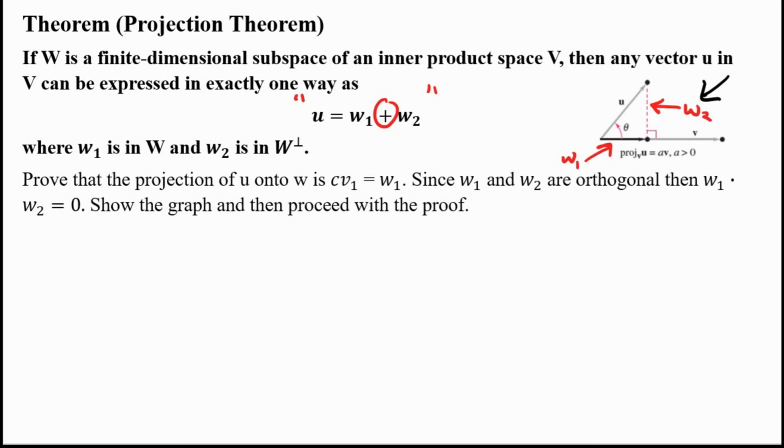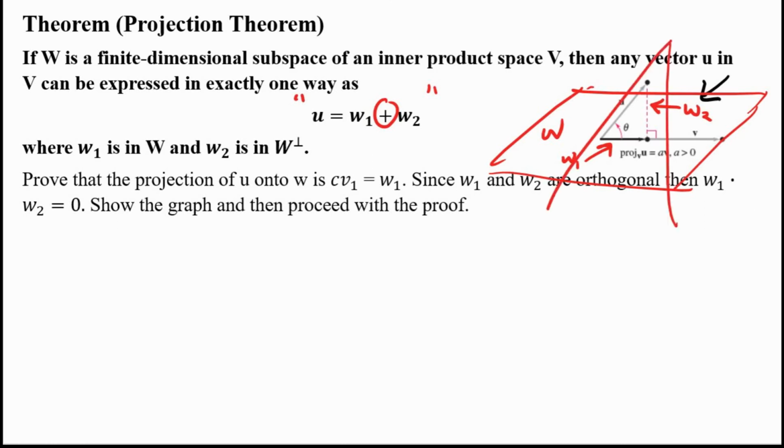What is W? W is said to be this subspace in the plane on the base. So this is W. And then W2 is said to be the plane that's in the perpendicular, that's going up and down. Kind of hard to draw that.